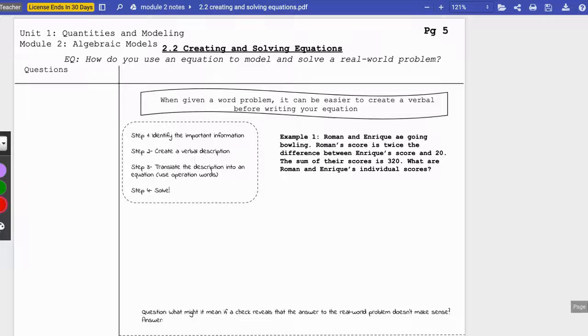Right, guys. So today we're learning how to create and solve equations. And our central question today is, how do you use an equation to model and solve real world problems? If you remember, on 2.1, that was the last notes video you're supposed to watch, we were learning how to create expressions given a real world situation. Well, now we're just creating equations.